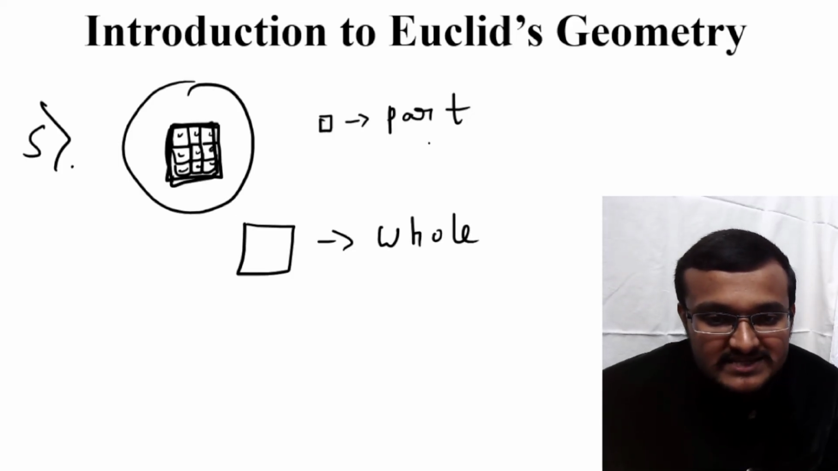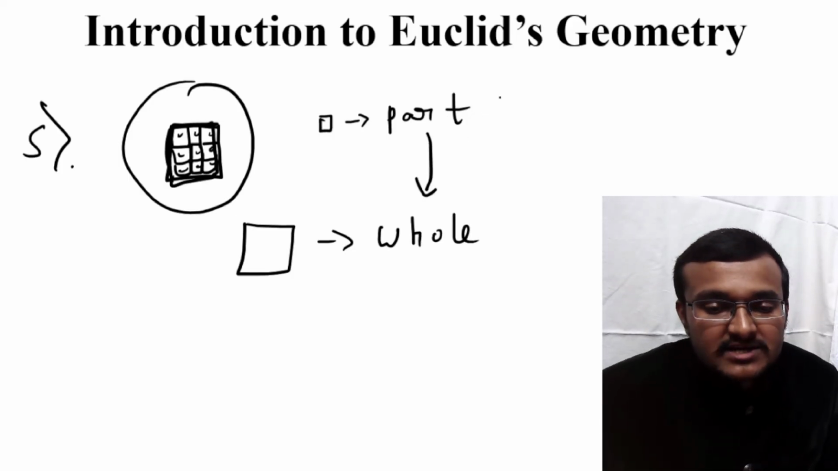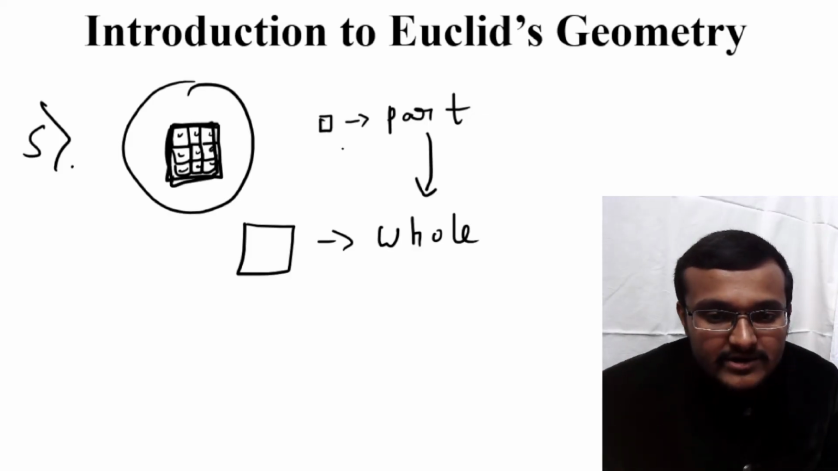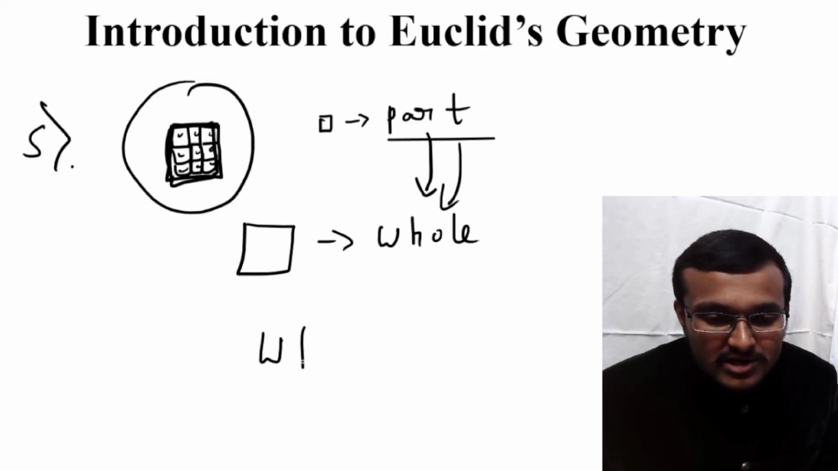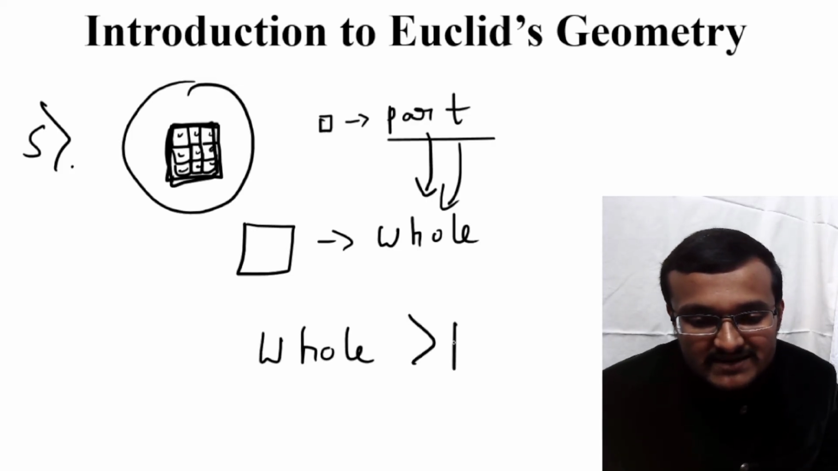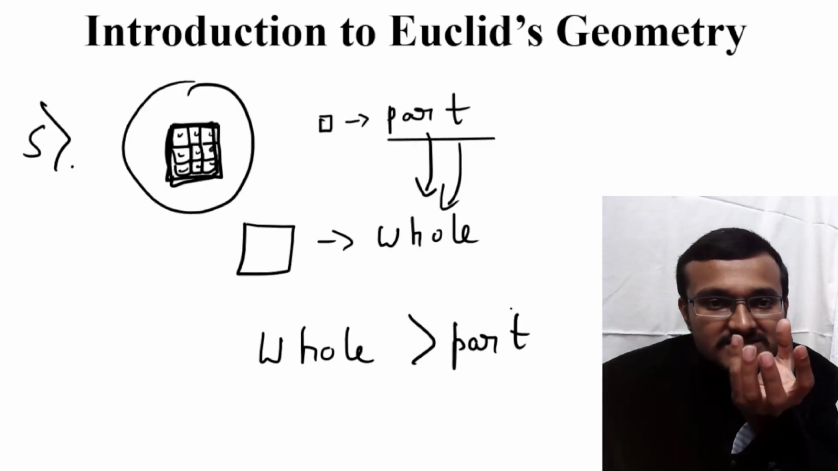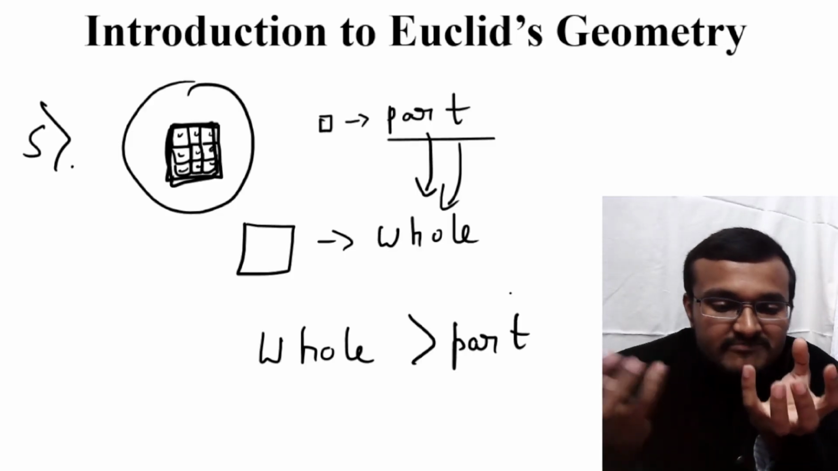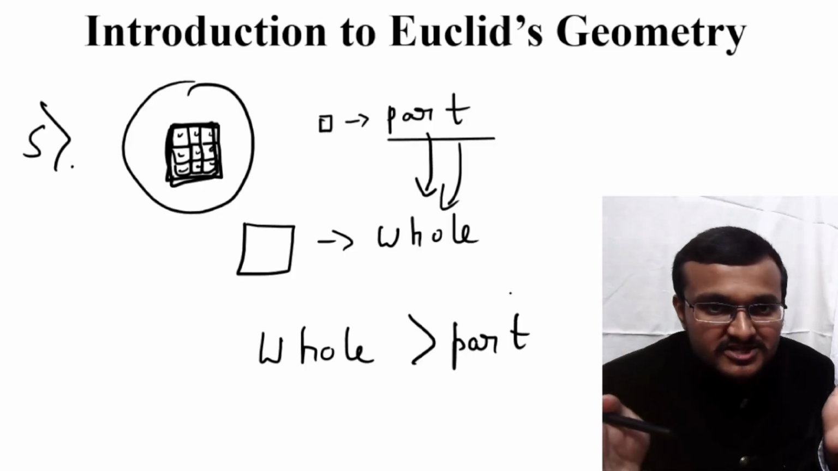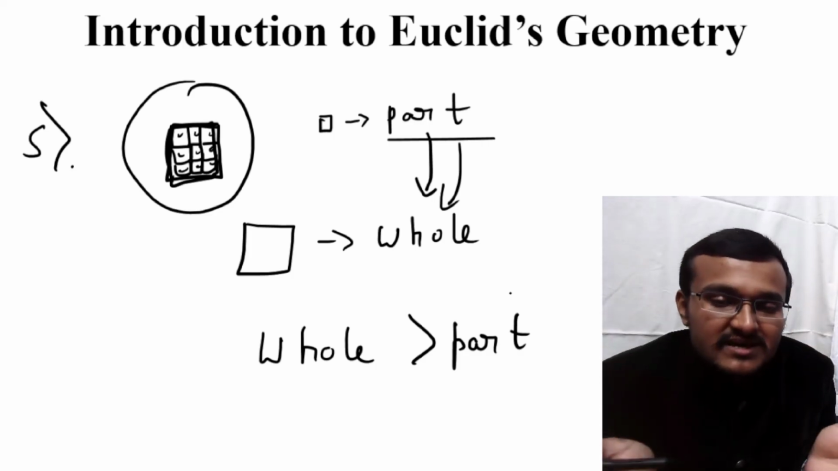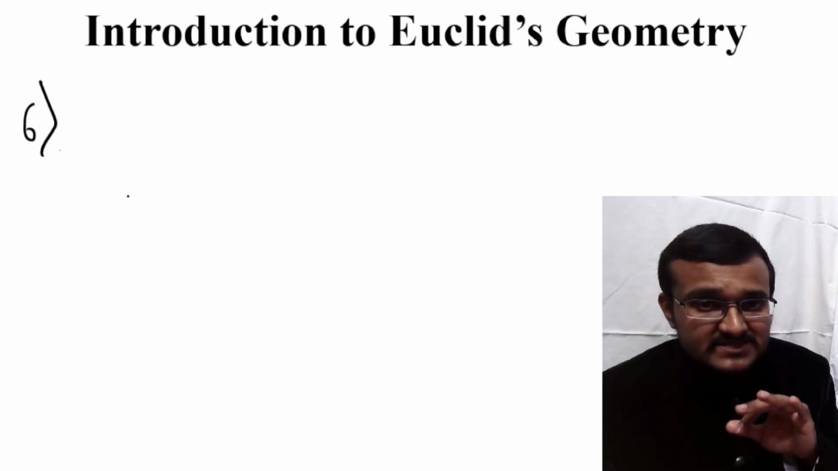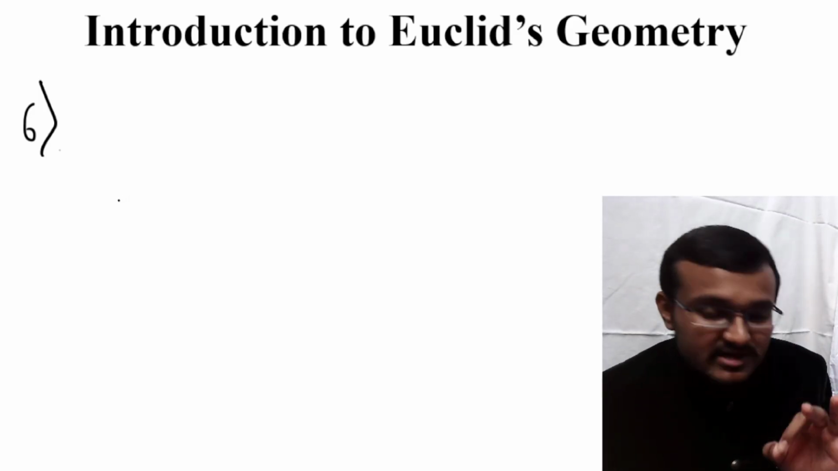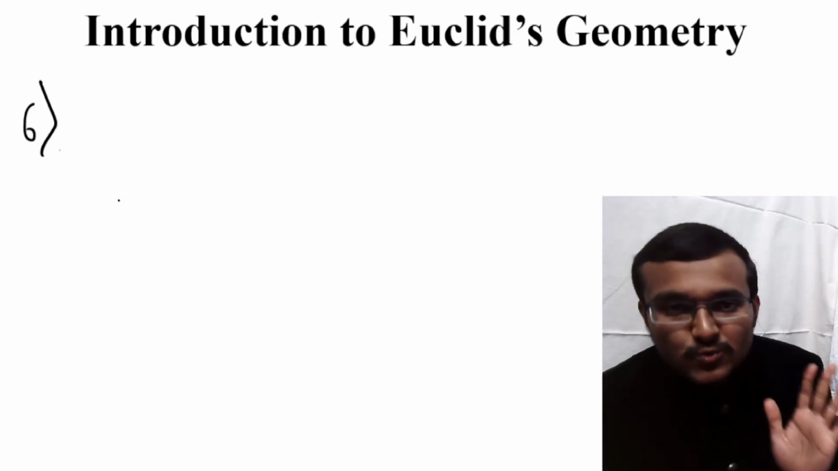So this whole is made out of these parts. Different parts are arranged together to form a whole structure. So that means here the whole is always greater than the part, because the part is smaller in size. So obviously the whole will be greater than the part. So coming to the sixth axiom, things which are double of the same things are equal to one another.